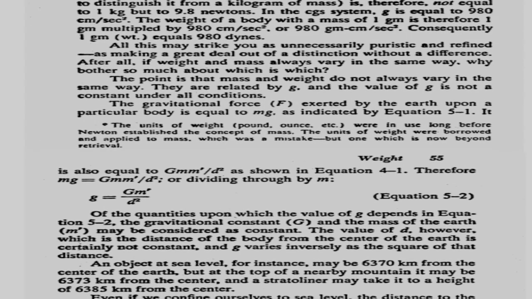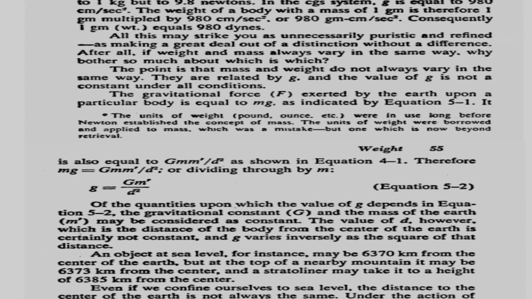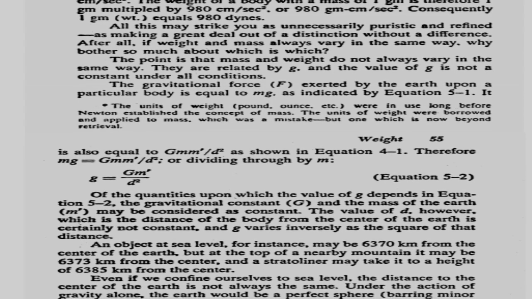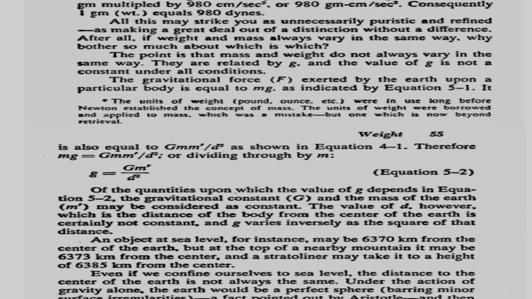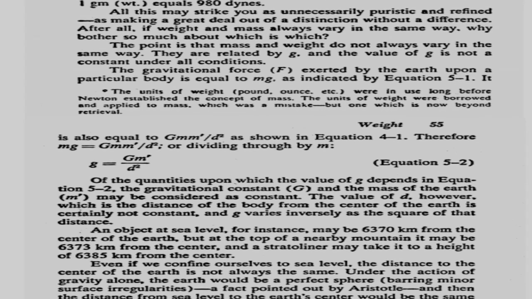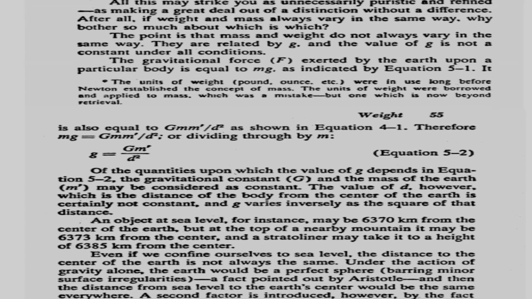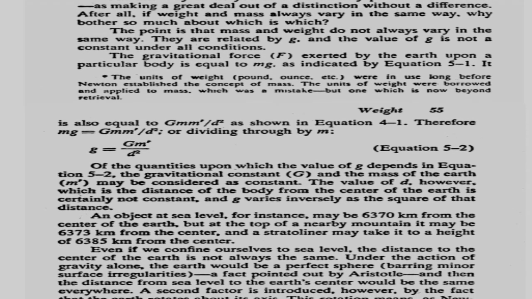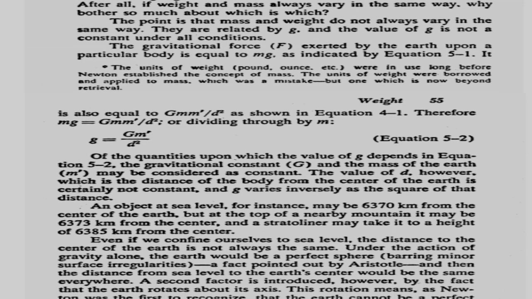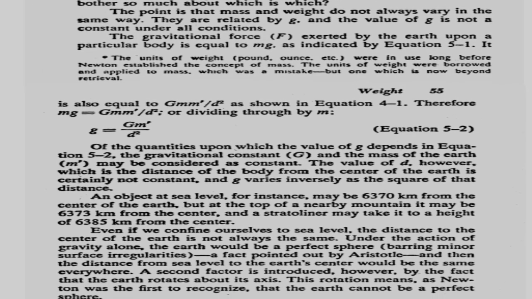All this may strike you as unnecessarily puristic and refined, as making a great deal out of a distinction without a difference. After all, if weight and mass always vary in the same way, why bother so much about which is which? The point is that mass and weight do not always vary in the same way. They are related by g, and the value of g is not a constant under all conditions. The gravitational force, F, exerted by the Earth upon a particular body is equal to mass times gravity, mg, as indicated by equation 5-1.